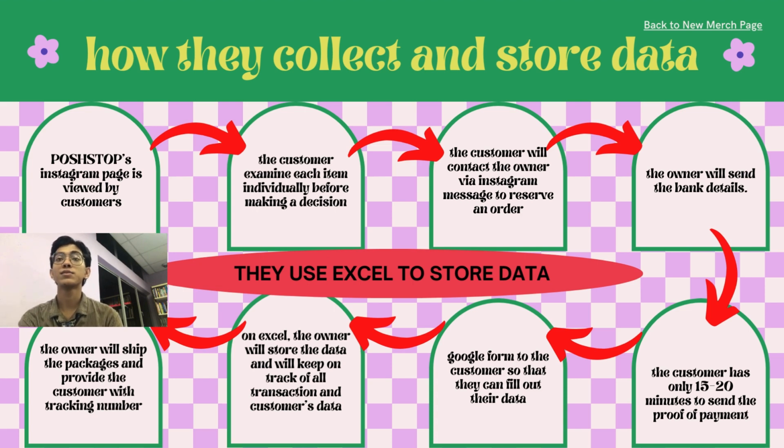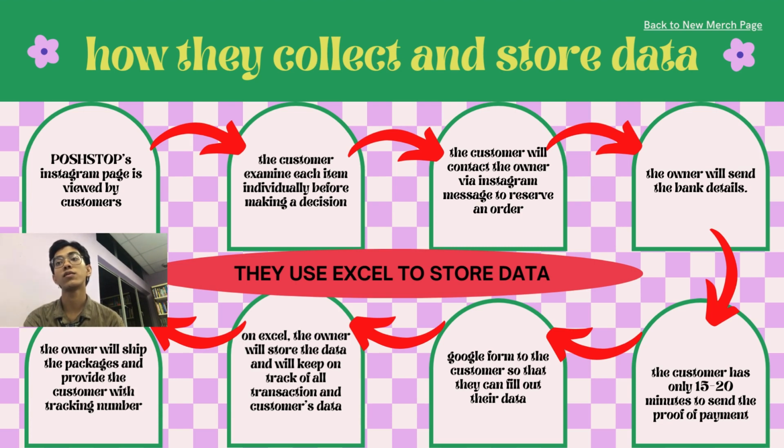So the first process is the POSHSTOP Instagram page will be viewed by the customer. Next process, the customer examines each item individually before making a decision. Next process, the customer will contact the owner via Instagram message to reserve an order. Next, the owner will send the bank details. Next, the customer has only 15 to 20 minutes to send the proof of payment.